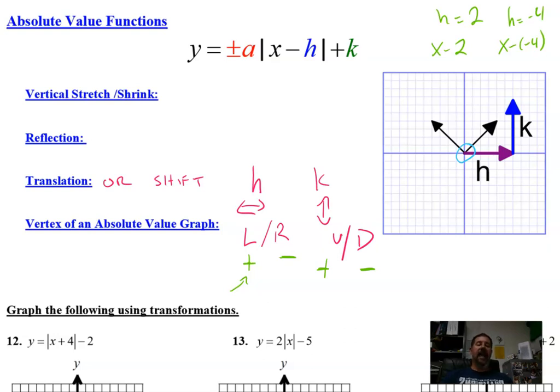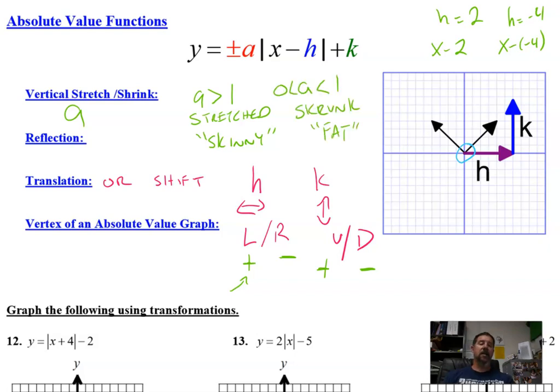Now, let's talk about the a value, the one in front. The a value is our vertical stretch or vertical shrink. Okay? If you were to take this V and pull on it and stretch it, it's going to make the V skinnier. So if the a value is bigger than 1, it's going to be stretched or skinny. And if the a value is smaller than 1, between 0 and 1, a fraction, then it's going to become fat. Okay, the reason this happens is because the a value is like the slope of the sides of our V. So the a value is the slope, and you'll see how that makes it skinny or fat.